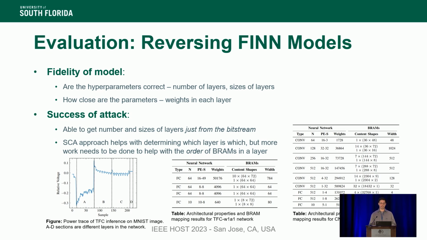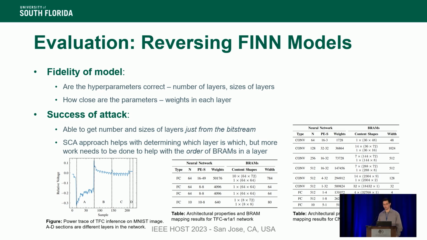And so the attack itself was successful. It was able to get the hyperparameters correct, so the sizes of layers and how many there are just from the bitstream, which is shown in the two tables for each network. And the side channel analysis approach helps us determine which layer is which, but more work needs to be done to determine the correct ordering for the blockrams.